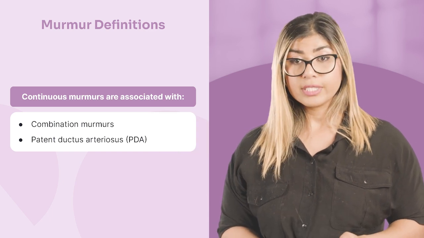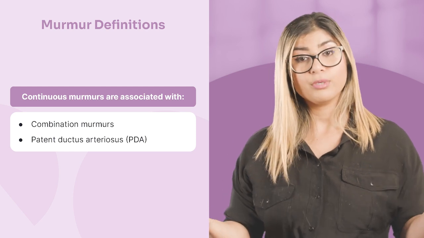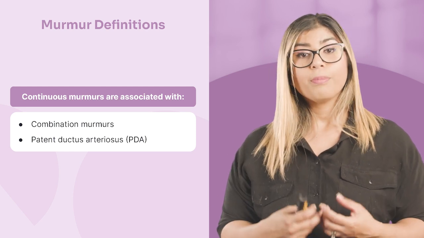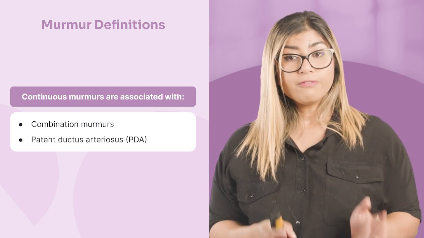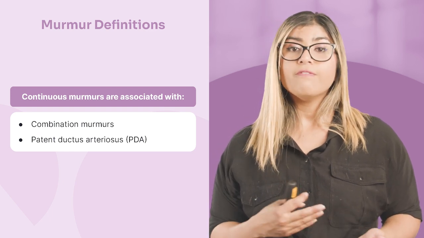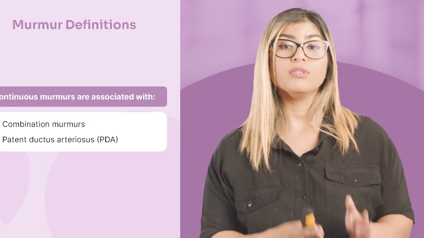Continuous murmurs are associated with combination murmurs, so a systolic and a diastolic murmur present concurrently, or a patent ductus arteriosus, PDA. For the remainder of this lecture, we will focus on valvular regurgitation or stenosis being the pathophysiology that results in the murmur.